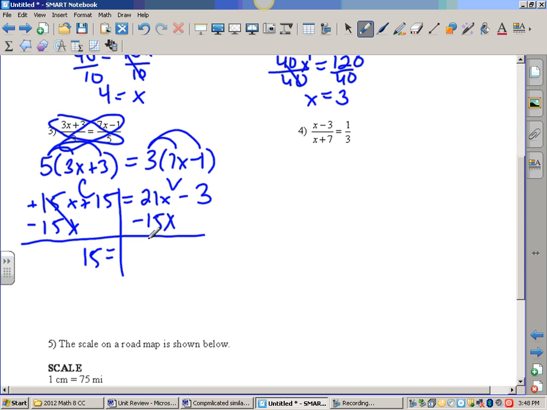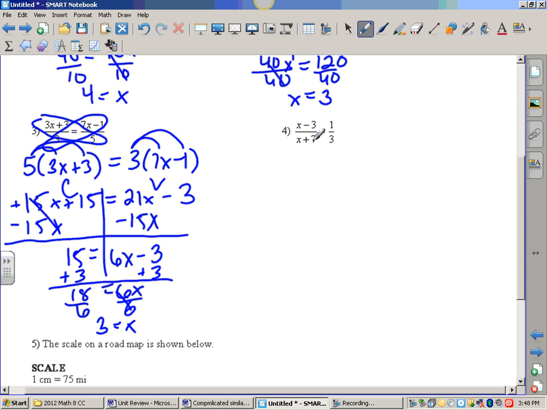15 equals 6x minus 3. Variables only. The negative 3 has got to go. So we add the 3 over. 18 equals 6x. Divide by 6. And you get x equals 3.